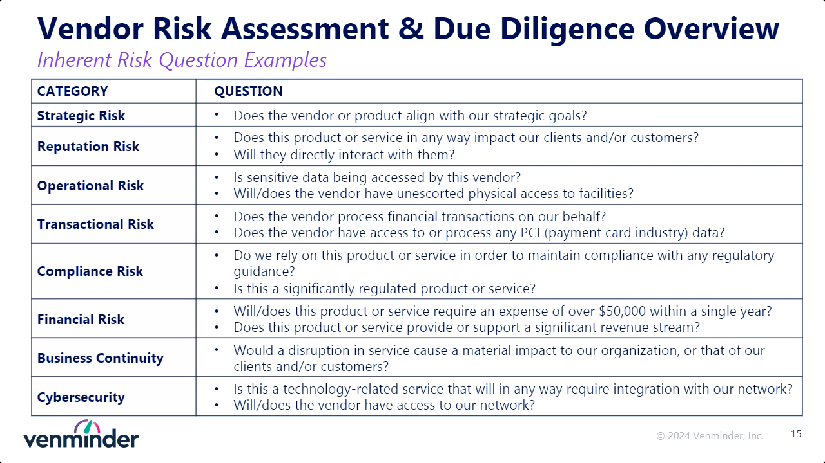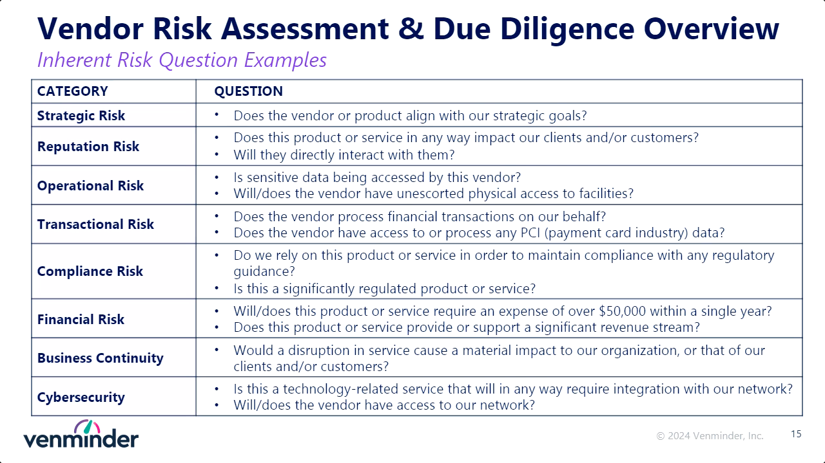But I want to emphasize that the question asking about an expense over $50,000 within a single year might look different for your organization. For a smaller organization, a significant vendor cost might be only half that amount, while a larger organization would only consider it significant if it was double that amount. So this really is the only example here that isn't going to apply to every organization.